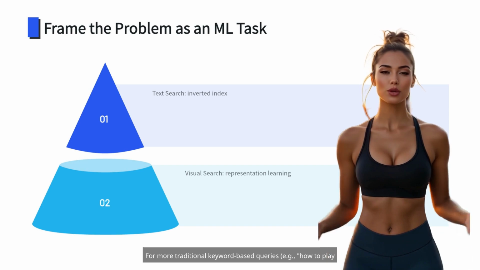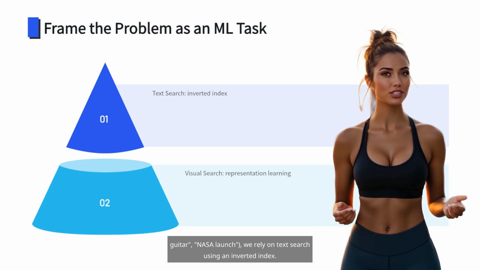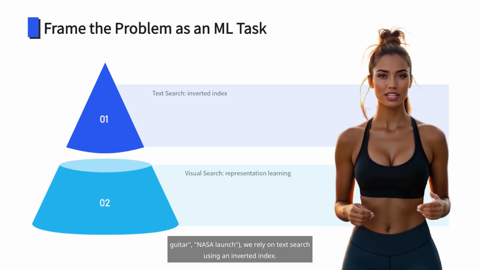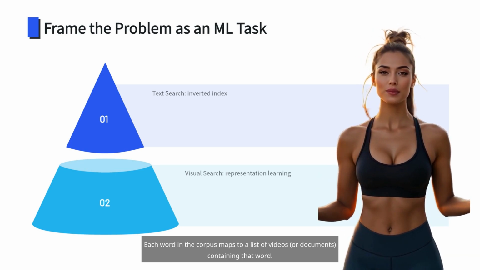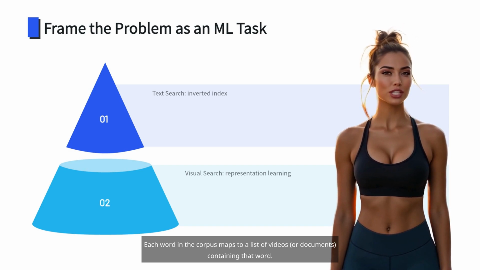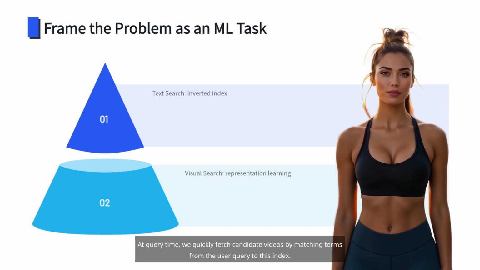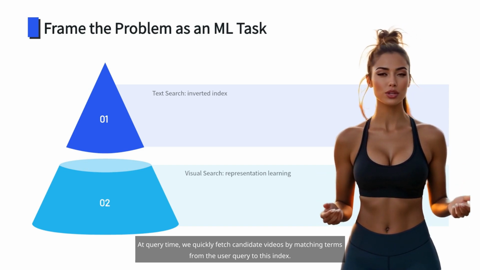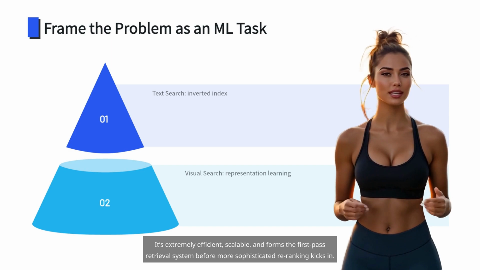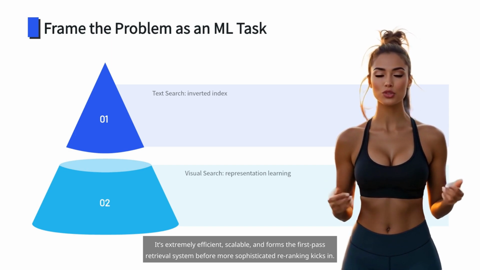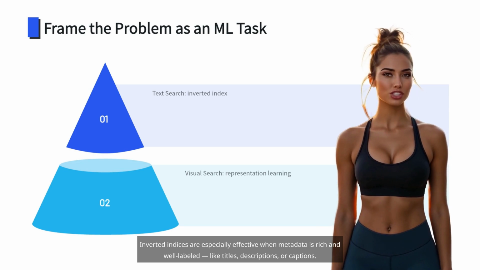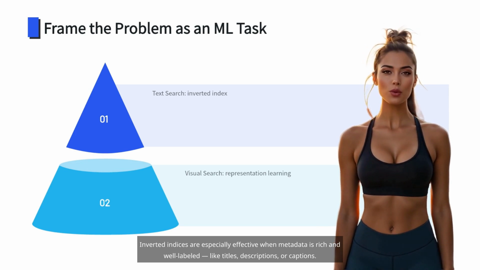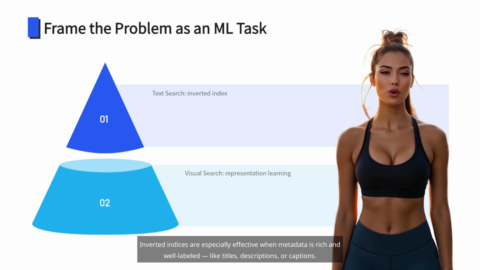For more traditional keyword-based queries, e.g., how to play guitar, NASA launch, we rely on text search using an inverted index. This is a classic information retrieval technique. Each word in the corpus maps to a list of videos or documents containing that word. At query time, we quickly fetch candidate videos by matching terms from the user query to this index. It's extremely efficient, scalable, and forms the first-pass retrieval system before more sophisticated re-ranking kicks in. Inverted indices are especially effective when metadata is rich and well-labeled, like titles, descriptions, or captions.